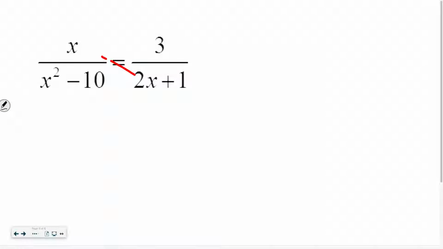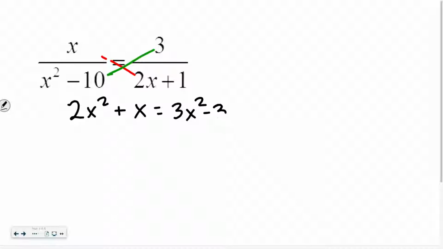Okay, if I cross multiply, I get 2x squared plus x, and that equals 3x squared minus 30. Looking at my equation, I have x squareds and x's, so I'm going to think about factoring or the quadratic formula, with one side equal to 0. I always want my x squareds to be positive, so in this case I would want to move everything on the left over to the right.